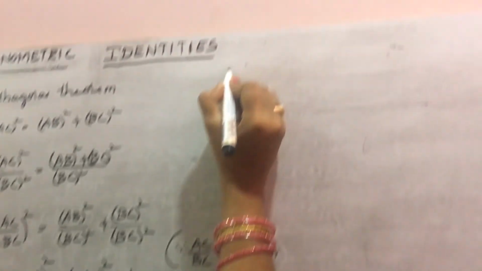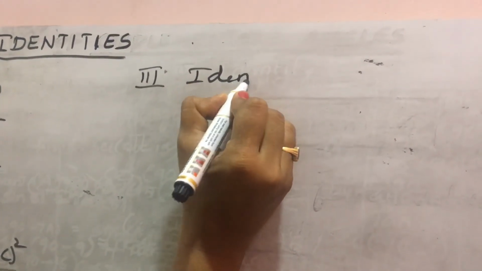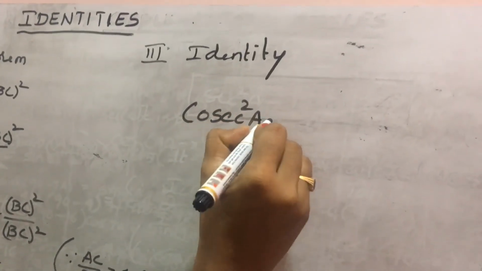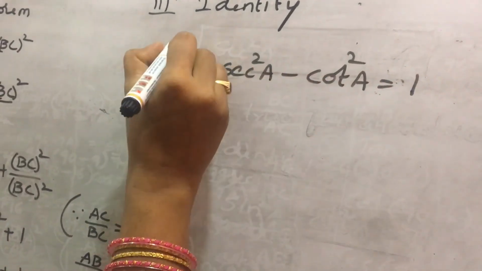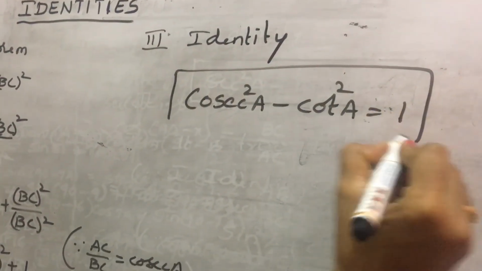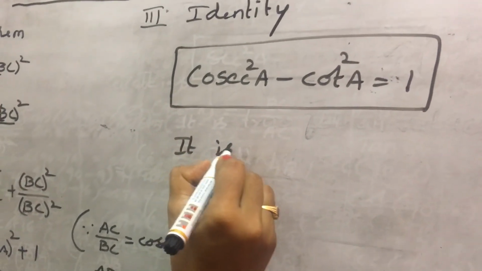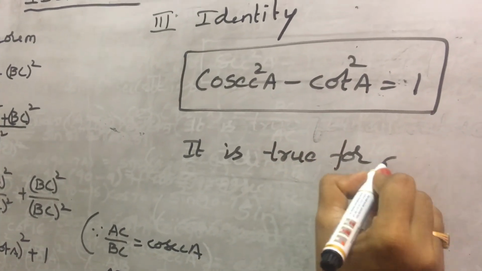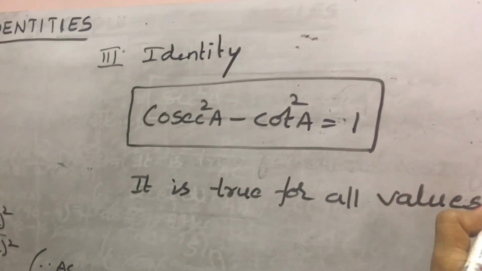See here, what is third trigonometrical identity? Third identity is cosec square A minus cot square A is equal to 1. This is also true for all values of A.